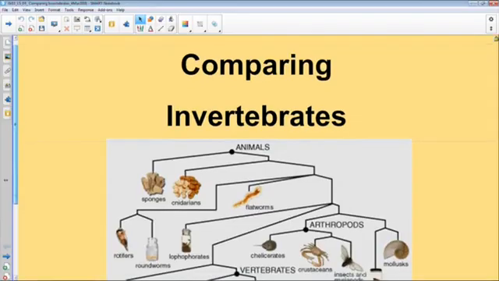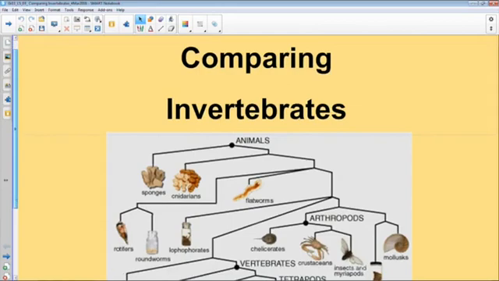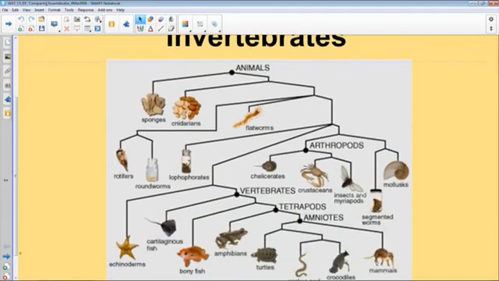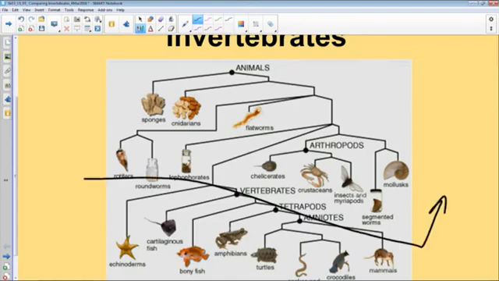So guys, we're looking at invertebrates today, but more specifically we're comparing their structures. Here I've got an overview of the lesson. We're looking at the various classifications of vertebrates and invertebrates, but what we're specifically looking at today is all the invertebrates, which would form this area of the phylogenetic tree. So we're looking at all these organisms on the upper side of this phylogenetic tree.